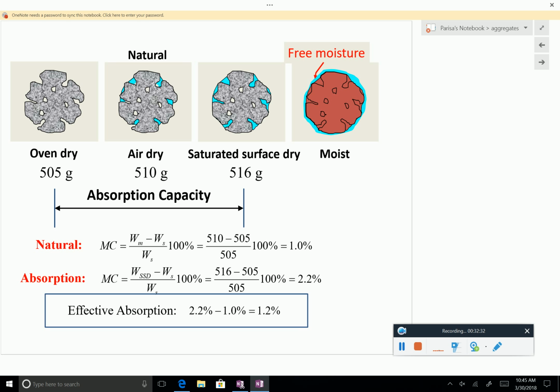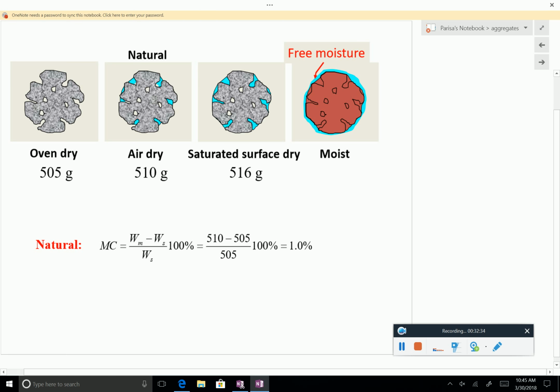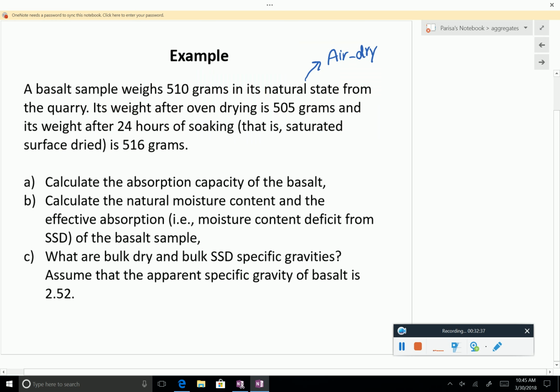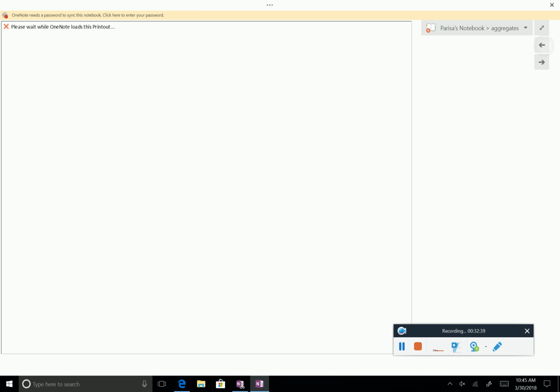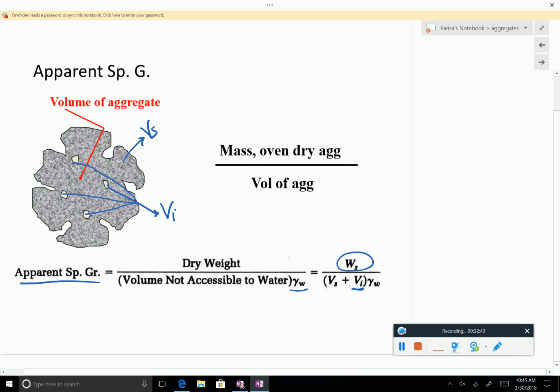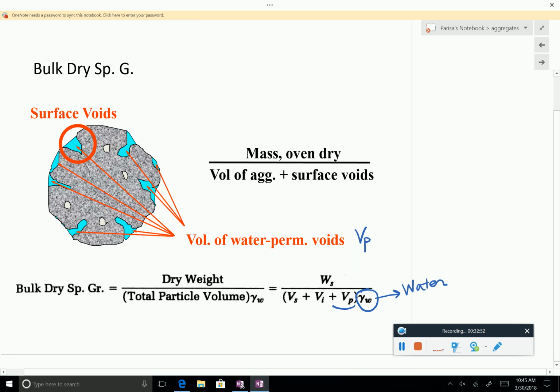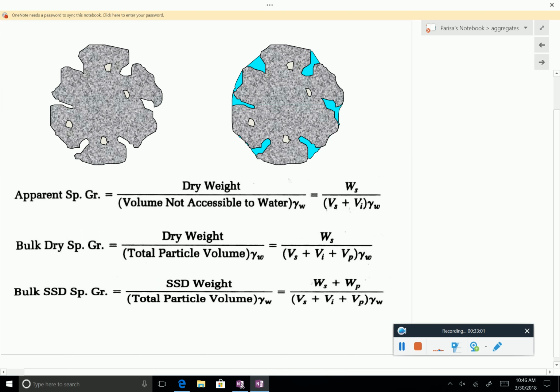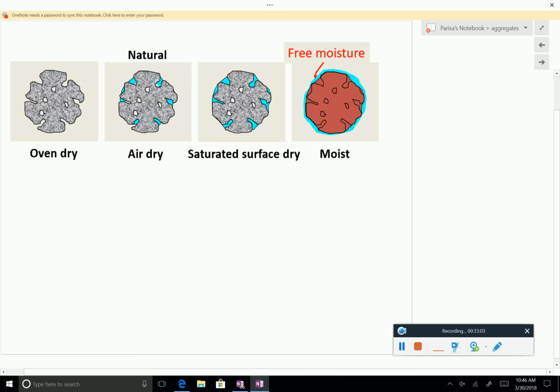Oh, so water can get into that. Water cannot get into Vi. Look at the arrows. Those are Vi, right? And then we have Vp. Look at the arrows here. Is it clear? Yeah, I didn't use the not accessible water. No problem.